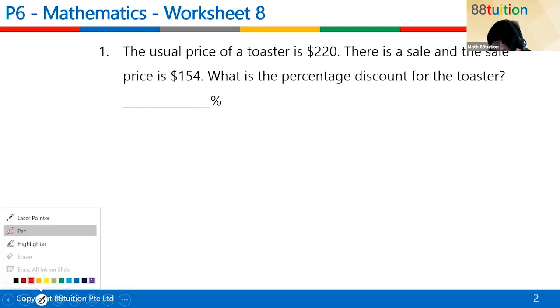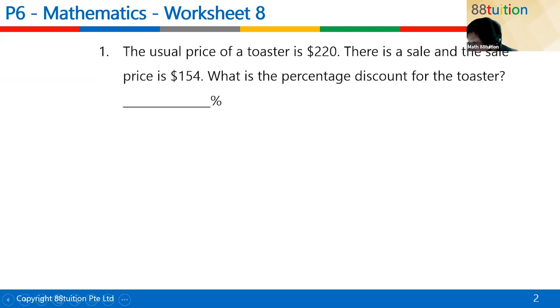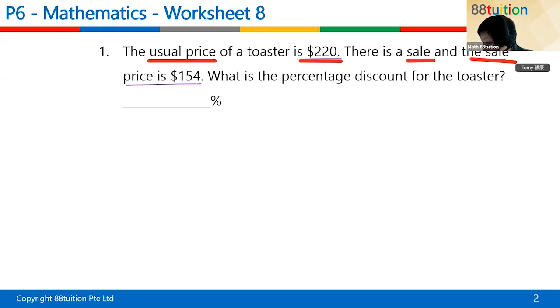First thing first, we would want to read and take down whatever important information. The usual price, okay? Usual price means it is before the discount, 220. There is a sale and the sale price is 154. Thank you, Tommy. So what is the percentage discount? So discount here, but in the form of percentage. You can know that the toaster at first is actually more expensive, the price before the sale.